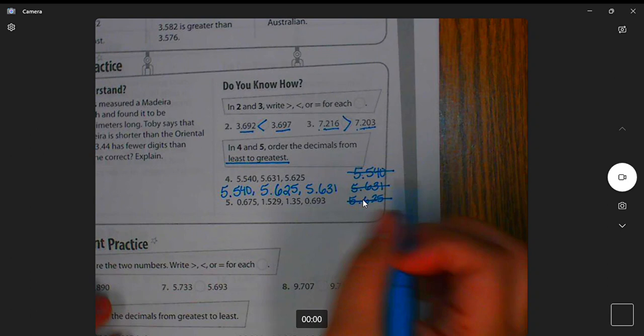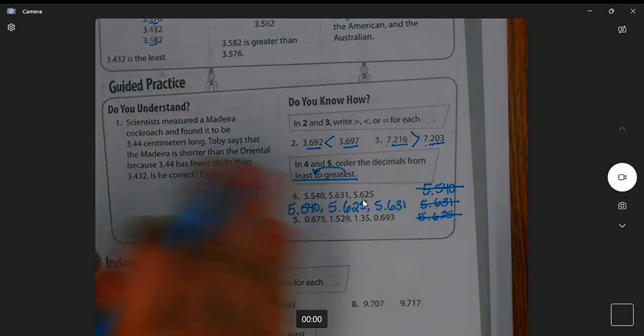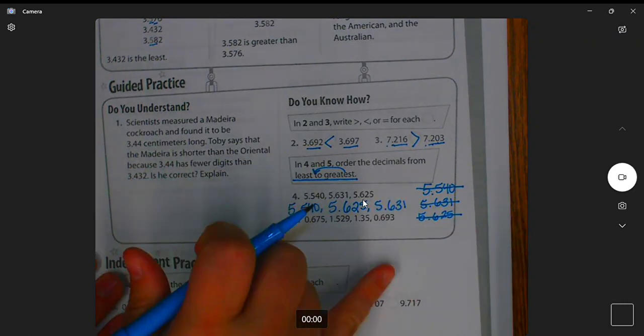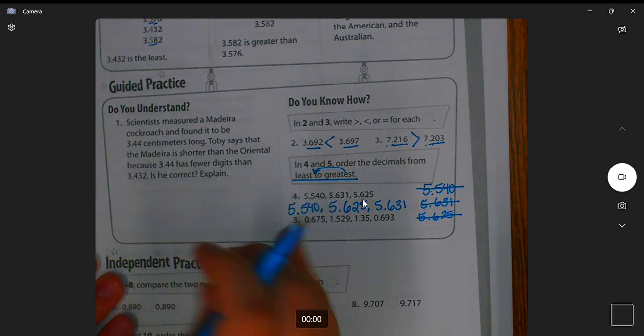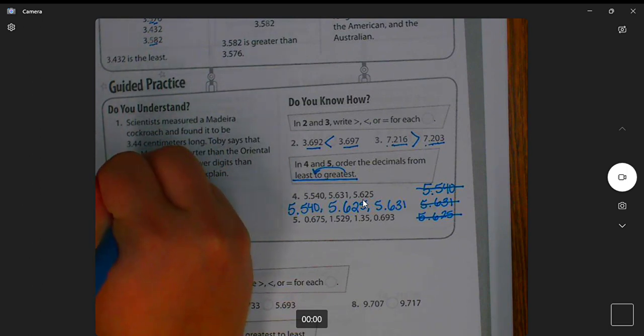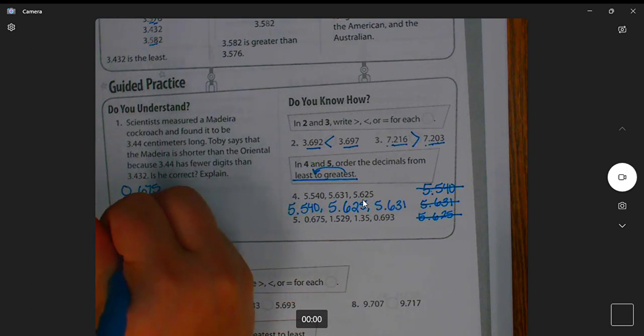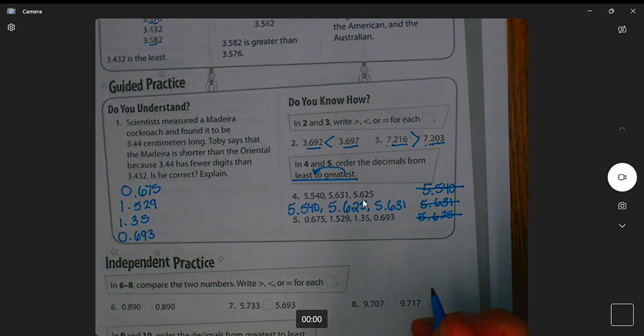Let's go from greatest to least. So I'm going to come over here where I have just a little bit more extra space, and I'm going to work on number 5. So first, I'm going to write all my numbers. 675 thousandths, 1 and 529 thousandths, 1 and 35 hundredths. We'll talk about that in a second. 0 and 693 thousandths. Now, what is one thing you notice about all these decimal points?